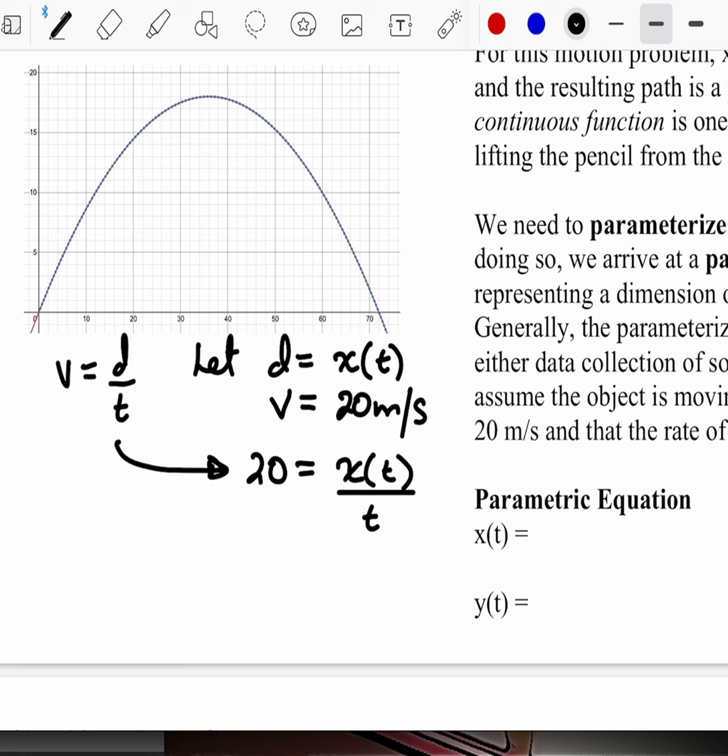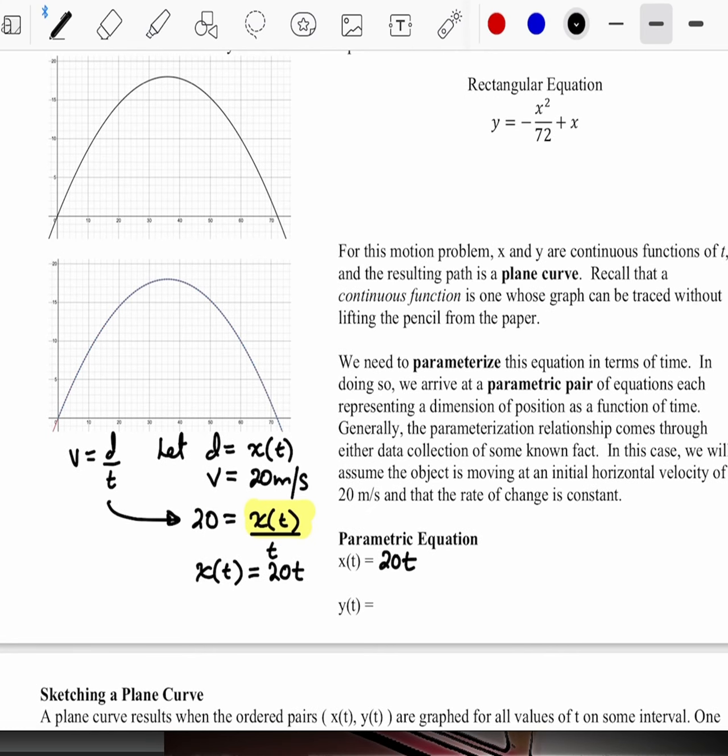If I solve this for x of t, so I want to get this alone, I would cross multiply or just multiply both sides by t. I would get x of t is equal to 20t. All right? So that's the first part of my parametric pair. Nice alliteration there. All right, so 20t.